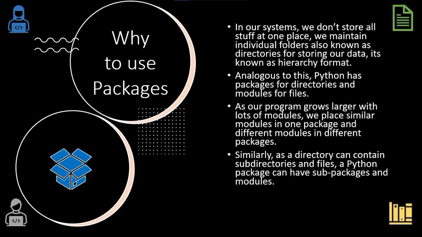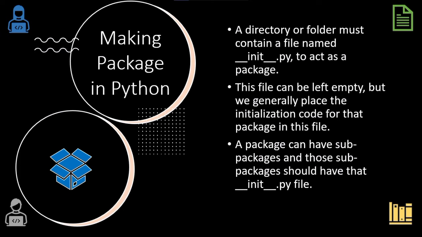So a package is nothing but a folder containing our codes, which are modules, and it can also have other folders which may be considered as sub-packages. Now let's understand how to make a package in Python. Making a package is very easy. We just need a folder or directory which must contain a file named init with extension py. Generally, the init file can be left empty, but we can also place some initialization code or some greeting code in that. We know that a package can have a sub-package, and those sub-packages should also have the init file.